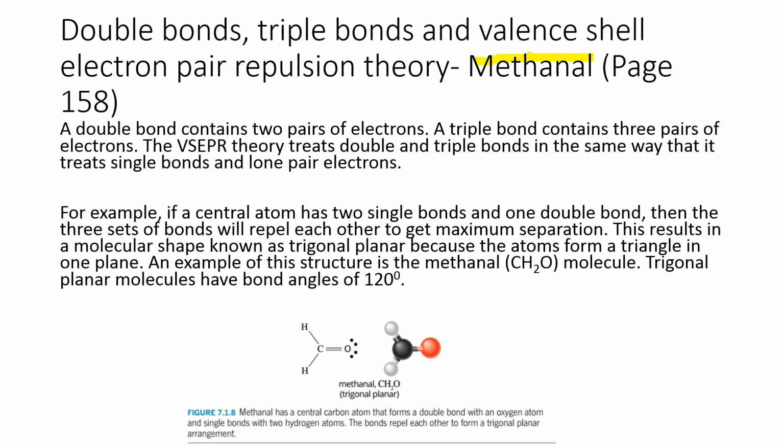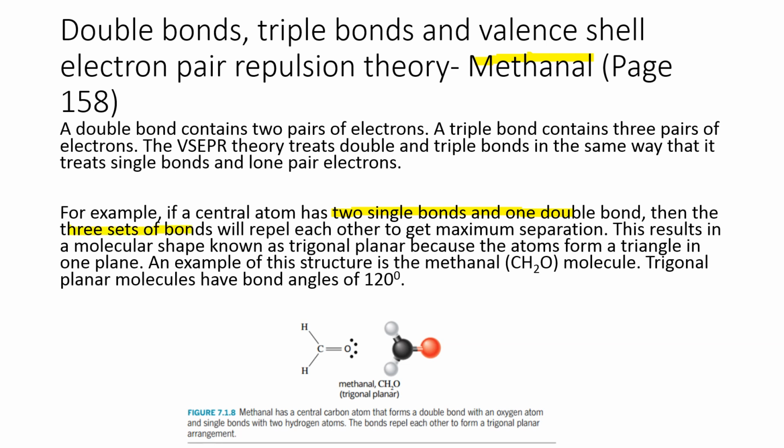The VSEPR theory treats double and triple bonds in the same way it treats single bonds and lone pairs. So it says, for example, if a central atom has 2 single bonds and 1 double bond, then the 3 sets of bonds will repel each other to get maximum separation.